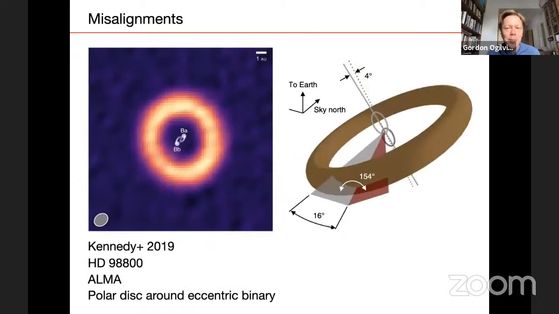Here's a very extreme example of a misalignment where, well, we have a highly eccentric binary star and a disk, in the form of a ring, has been found around this eccentric binary, and the disk is basically perpendicular to the plane of the binary orbit. It's in a so-called polar orbit, and there is some nice theory about how the disk finds its way into this polar alignment because of the eccentricity of the binary orbit.